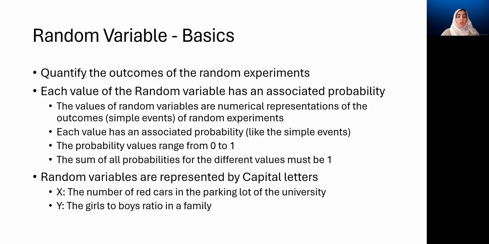Random variables quantify the outcomes of a random experiment. Each value of the random variable has an associated probability. The values of random variables are numerical representations of the outcomes or the simple events of a random experiment. Each value has an associated probability, just like the case of simple events, and the probability values range from 0 to 1. The sum of all probability values for the different values this random variable can take on must be 1. Random variables are represented by capital letters, such as this example X, the number of red cars in the parking lot of the university. This can be a random variable, or the girls to boys ratio in a family. This can be a random variable.